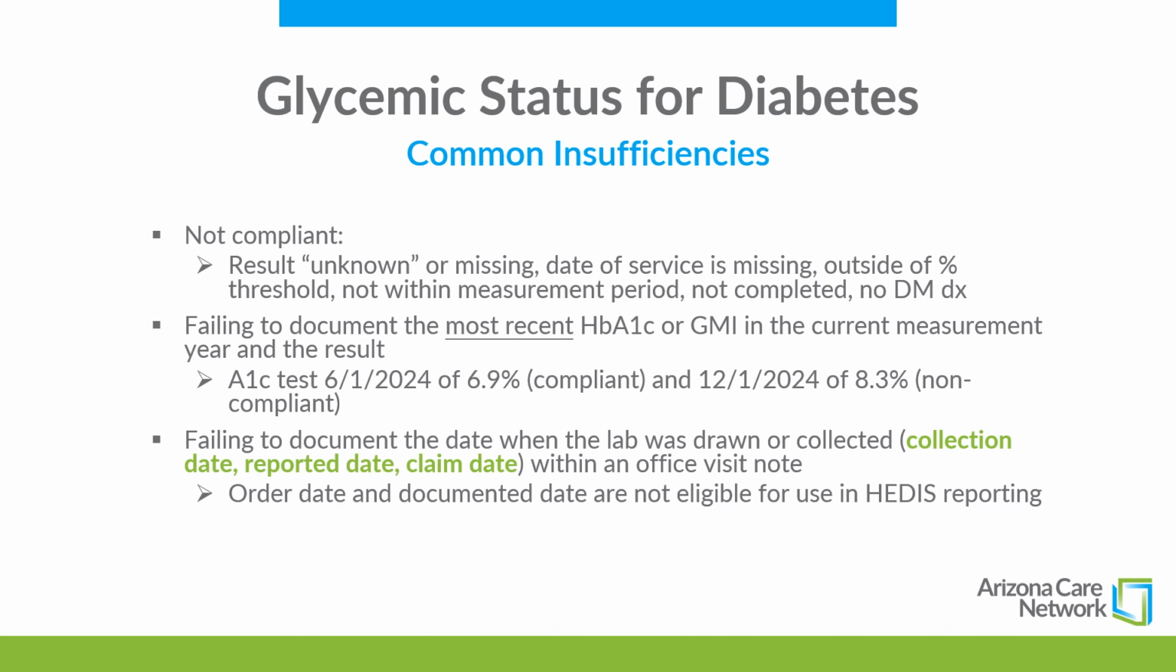Failing to document the most recent assessment. For example, the A1C test completed in June is compliant, but the most recent test in December is non-compliant as it is above 8% control. Acceptable dates for HEDIS reporting include collection date, reported date, and claim date. Not acceptable are order date and documented date.